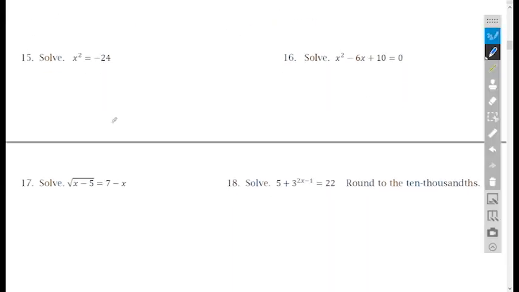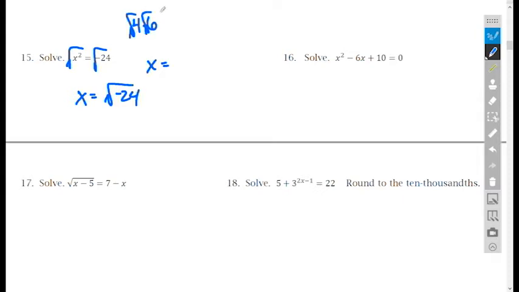Number 15, solve x squared is equal to negative 24. Okay, that's pretty straightforward. We square root both sides. We get x is equal to the square root of negative 24. We simplify the square root of negative 24. So that would be 4 times 6. And it's going to be imaginary because it's a negative.